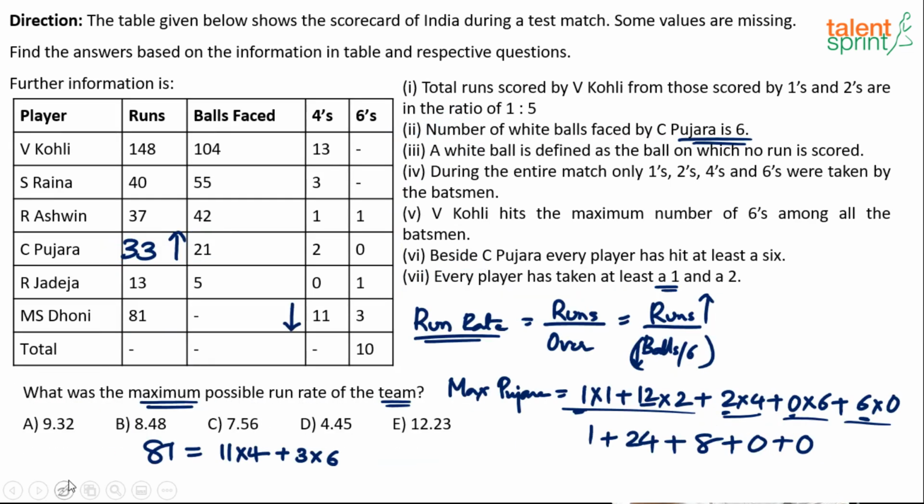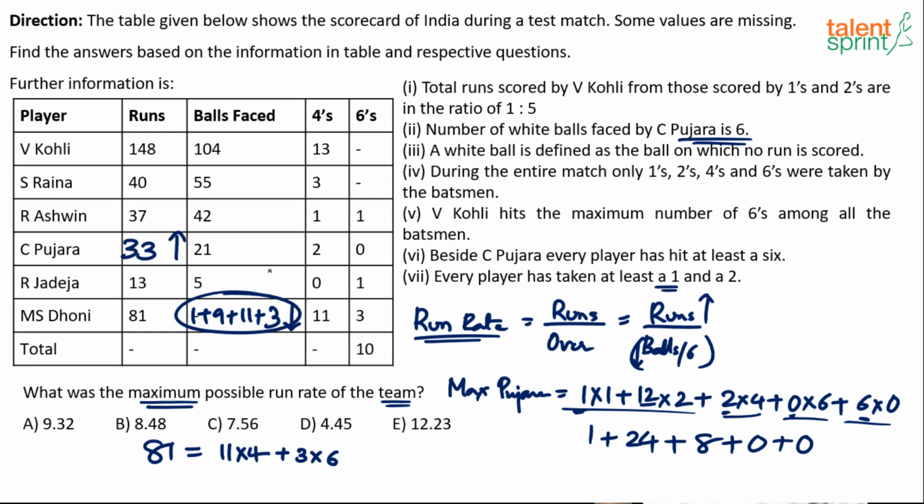What is it? The same thing I was trying here again. Waste of time actually. Not required, because 11 into 4 is 44 plus 3 into 6 is 18. So 62 runs have come through boundaries. Remaining 19 runs. In those 19 runs, I can attribute 1 ball for a single and the remaining 9 balls for doubles. So the minimum number of balls is 1 plus 9 plus 11 plus 3, which is 24, right?